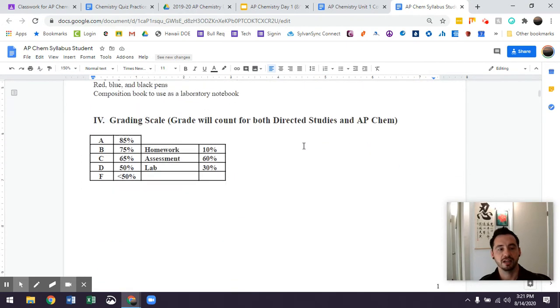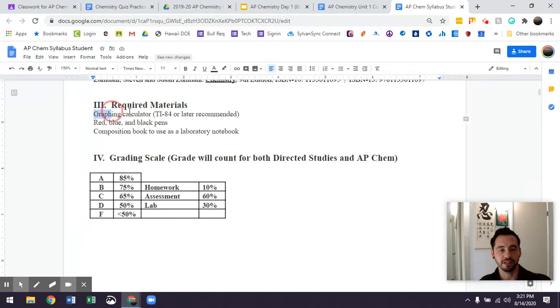Okay. You really do need a graphing calculator. It really does help for this class. A TI-84 or later is great. Most of the time I'll be using a TI-84 if I demonstrate anything, because those are the ones I have.